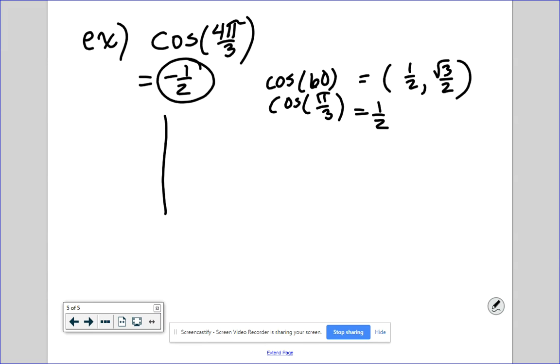Because again, we come back to our rules. All students take calculus. All are positive in the first quadrant, only sine in the second, only tan in the third, and only cosine in the fourth. So you find what bow tie it goes in. You know that that xy value is going to be the same no matter what quadrant you're in. It's just a matter of whether it's positive or negative. Questions on that? How we did that?